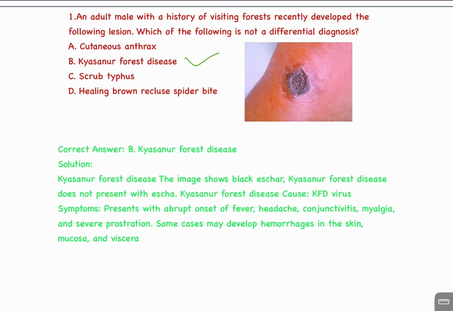In the image shown, there is a black eschar. Kyasanur forest disease does not present with eschar. Kyasanur forest disease is caused by KFD virus. Symptoms क्या होते हैं इसके? It presents with abrupt onset of fever, headache, conjunctivitis, myalgia, and severe prostration. Some cases may develop hemorrhages in the skin, mucosa, and viscera.